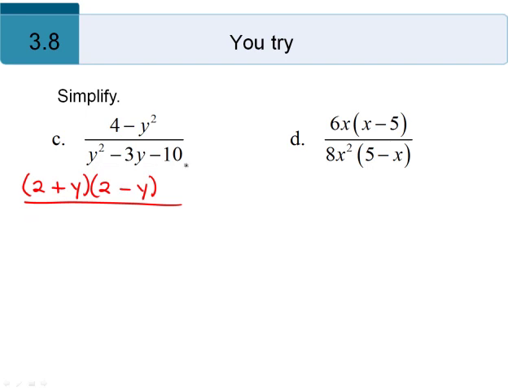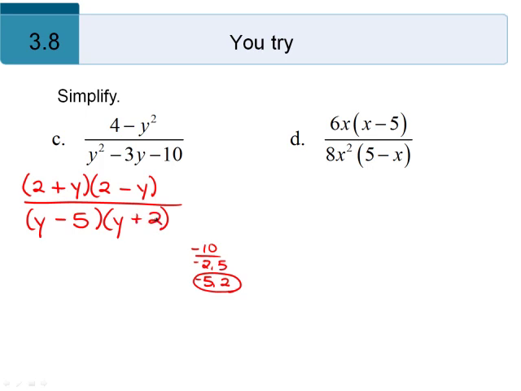Now on the bottom, we have a trinomial. There's no GCF, so we're going to set up parentheses for FOIL. Put in y and y. Now I need the factors of -10 that add up to -3. Well, if you think about -10, if we try -2 and 5, or -5 and 2, -5 plus 2, that'll give me that -3 in the middle. So I put that in, -5 plus 2.